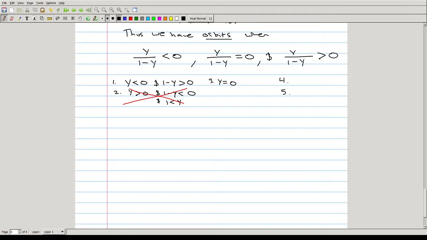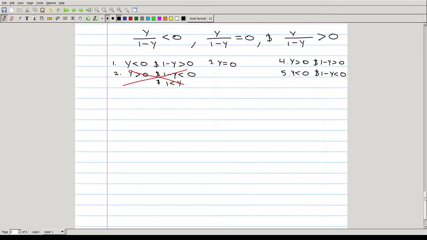So the third possibility is that this has to be greater than 0, strictly positive, which will happen when either y is greater than 0 and 1 minus y is greater than 0, and when y is negative or less than 0 and 1 minus y is also less than 0. So it looks like this is giving us 4 possible orbits, and sure enough, this is exactly what we have.